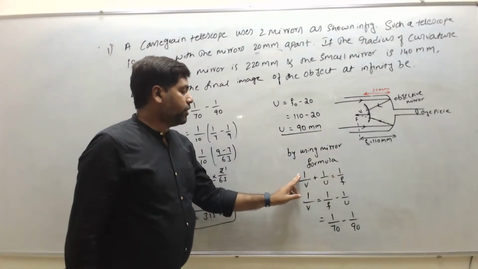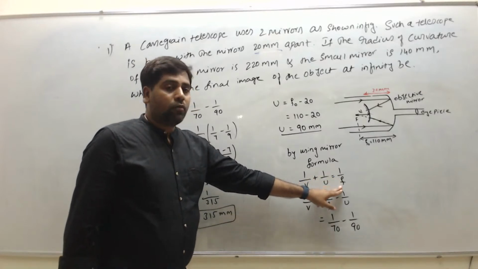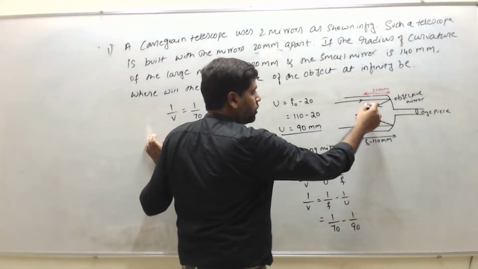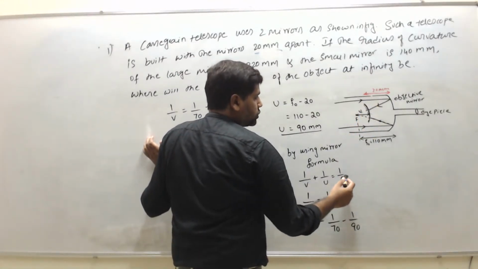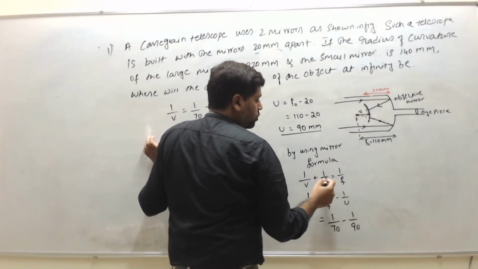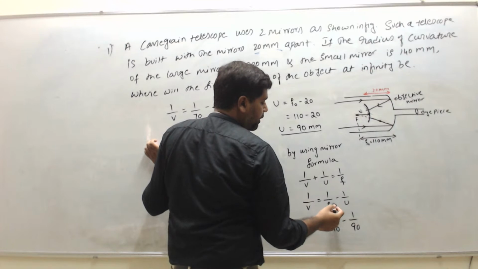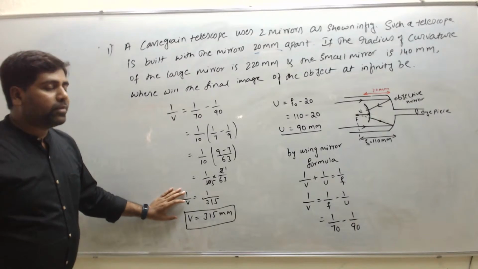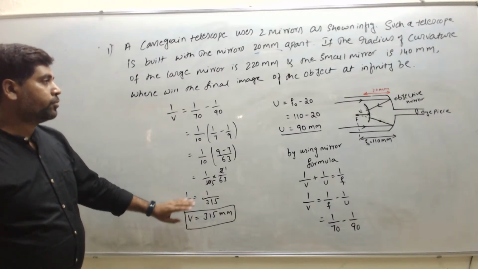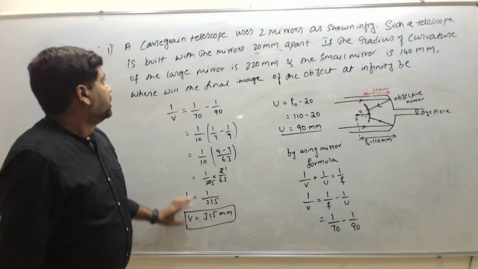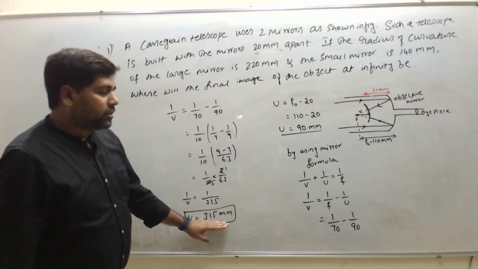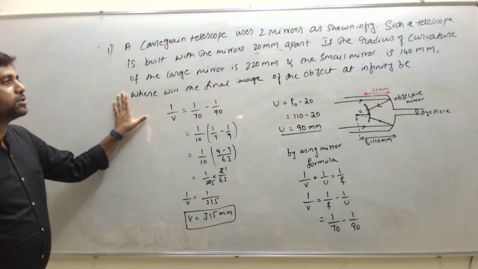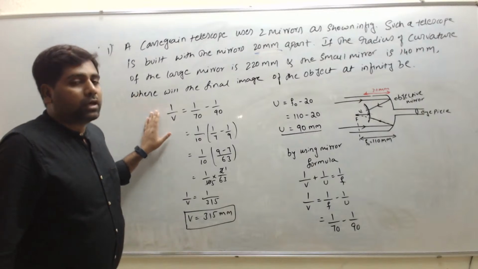From the mirror formula, we know 1 by V plus 1 by U is equal to 1 by F. Here for the convex mirror, the focal length is positive and the object is also positive. That's why we know the value of F and U. After substituting and simplifying, we get the image distance formed in the Cassegrain telescope is 350 millimeter.